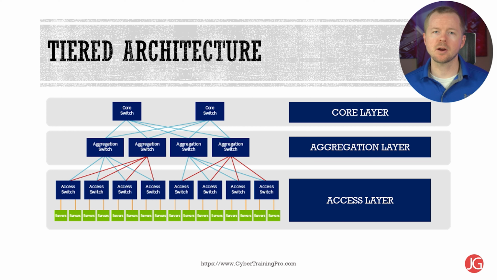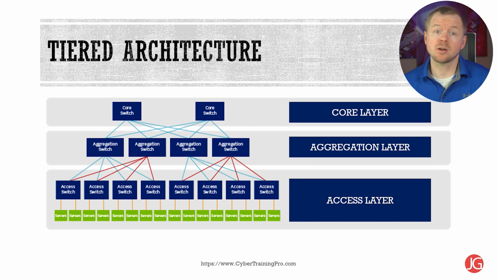The distribution layer, or we also call it the aggregation layer, provides connectivity between all the different racks that you have in your data center and the core layer. The distribution switches are usually layer 3 switches or multi-layer switches, and Cisco recommends having 2 distribution switches for each access switch that you have. By having that configuration, you have some redundancy built in.